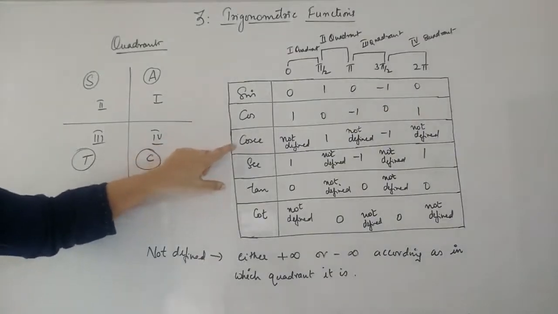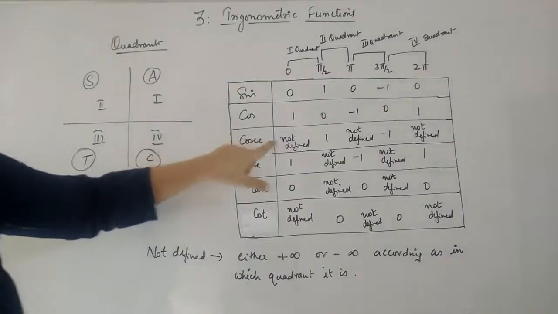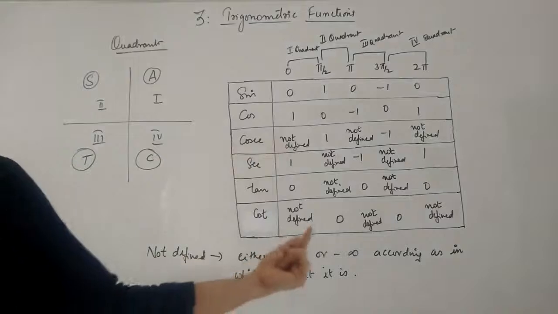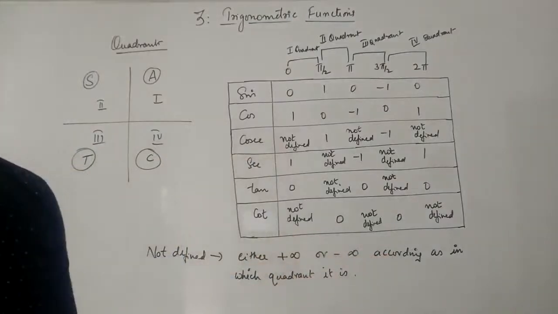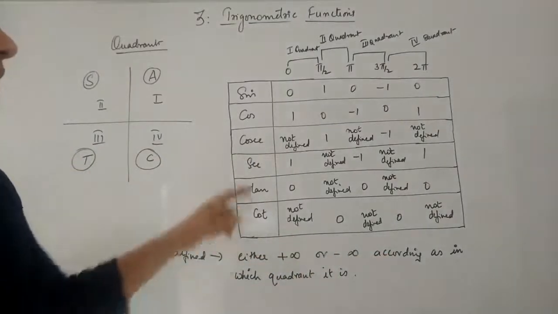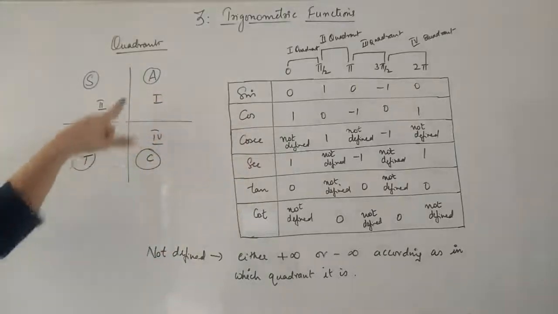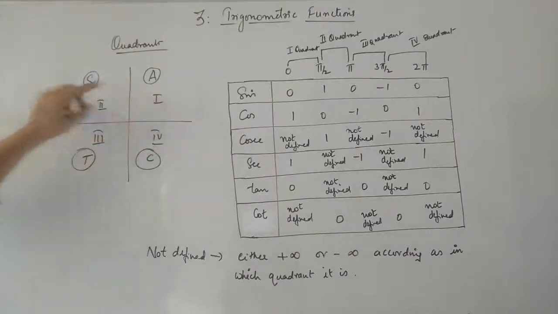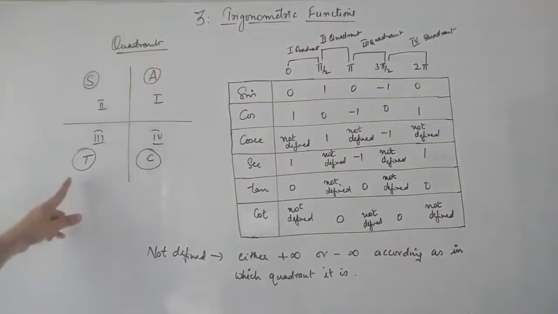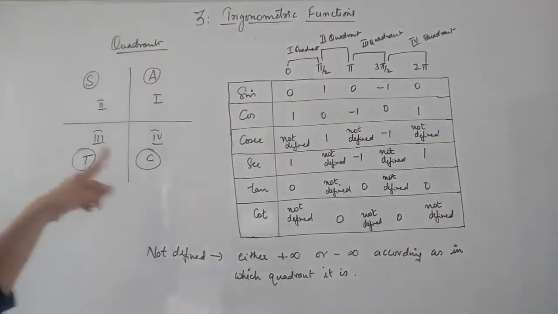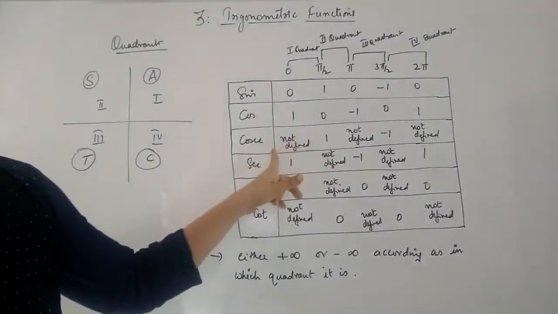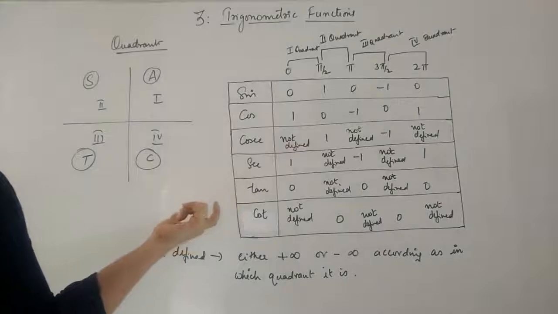Next, coming to the cosec. Here I have written not defined. The meaning of not defined can be either positive infinity or negative infinity, according to which quadrant it is in. Okay, that means you know that in the first quadrant all the functions are positive. In the second, only sine, that means sine and cosec will be positive. In the third quadrant tan, that means tan and cot, and in the fourth quadrant cos and sec. So accordingly we will take what it is. This not defined is either infinity or minus infinity.